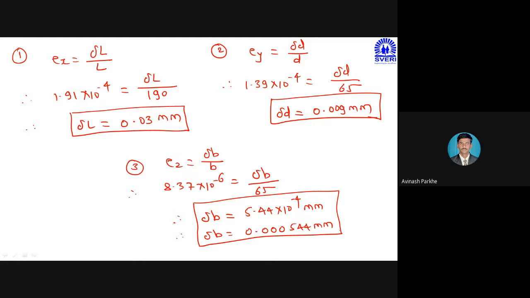Only we have to calculate the volumetric strain maximum. We have to calculate the change in volume. And sometimes we have to calculate the change in dimensions: delta L, delta D, and delta B. Anybody is having any problem? You have not understood?